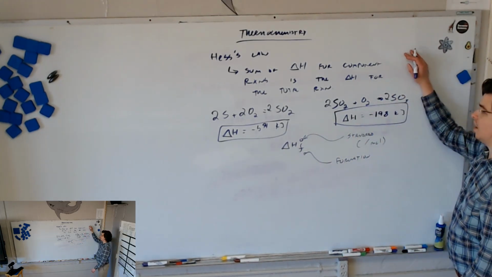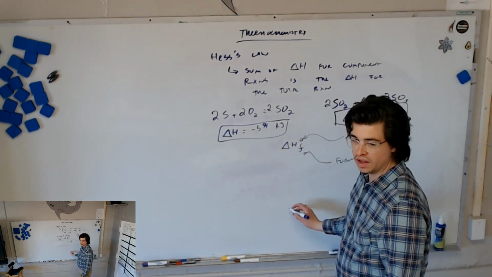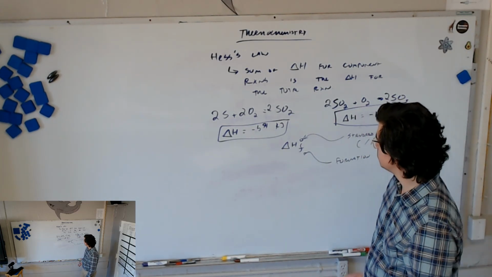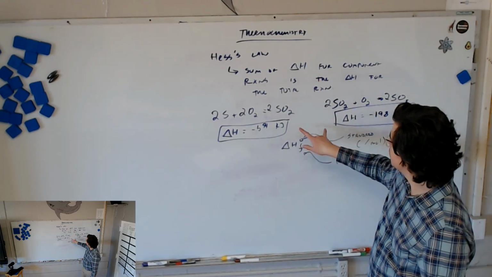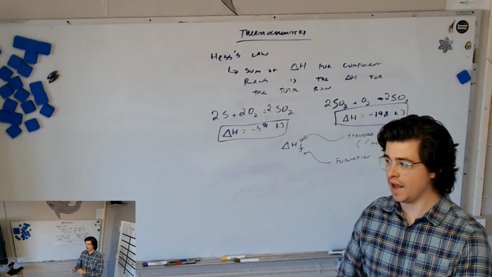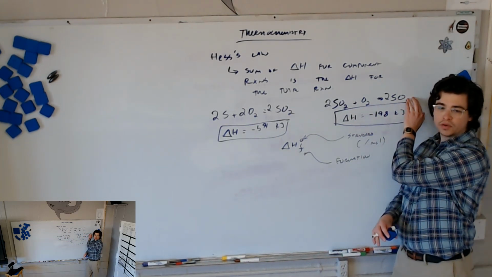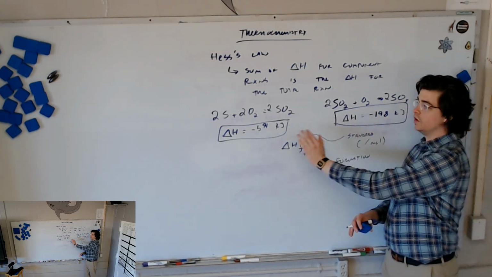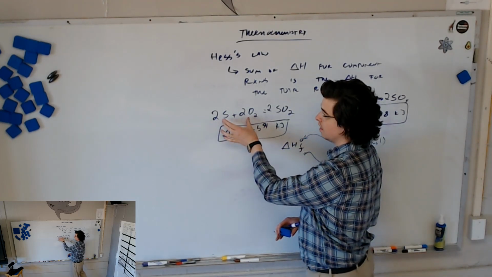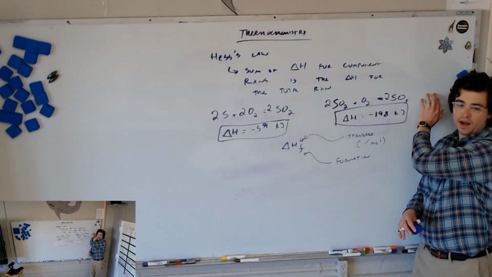So according to Hess's law, what can I do with these two things to find my overall enthalpy of formation? Very simple mathematically. Let me phrase this in a way that this might be happening in a laboratory. So say we're creating sulfur trioxide, SO3. We're using elemental sulfur and oxygen gas to make it.